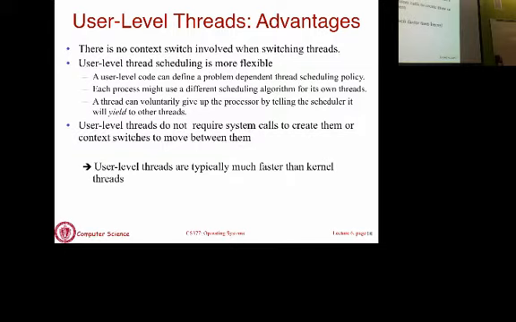So this can be done much faster than switching between kernel level threads, which is like a context switch. It's a lighter weight version of a real context switch. So it's more efficient when you have user level threads to do context switches.